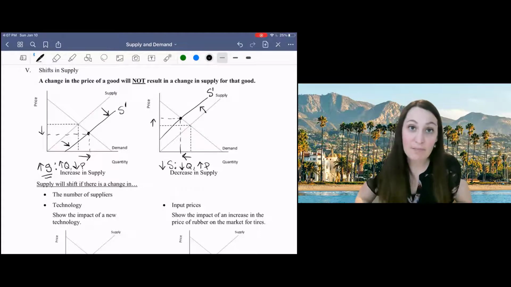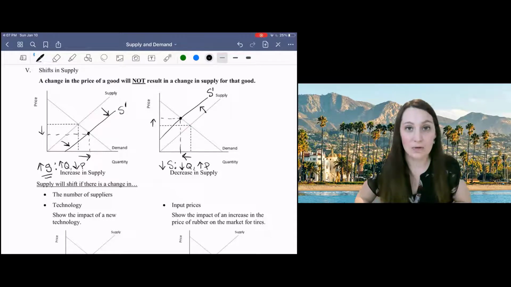Finally, you can remember that the quantity should always move in the same direction as the line is shifting. An increase in demand and an increase in supply will both result in an increase in the quantity that's being traded on the market. So you can always check that you've shifted it the right direction by checking which way the quantity has moved.